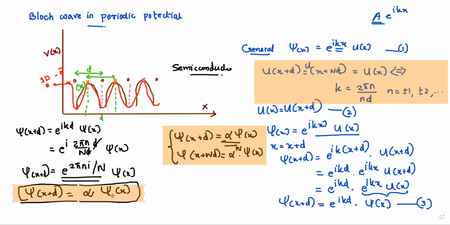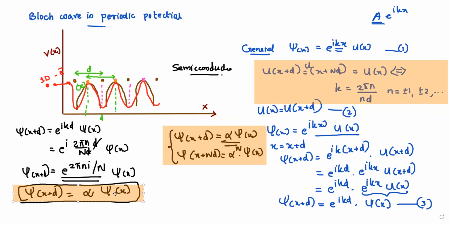To satisfy this, we need the value of alpha, and that we get from here. Similarly, psi of x is equal to psi of x plus d when k is equal to 2 pi. So these three relations, these two conditions in this equation, is called the Bloch theorem or Bloch function.